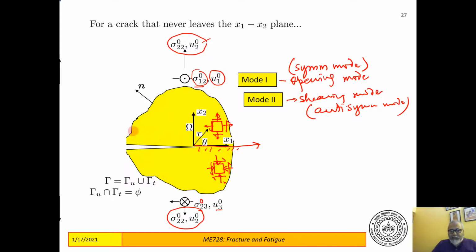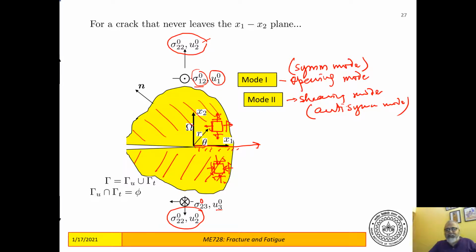So this part of the body above the crack is trying to come out towards you, whereas this part of the body below the crack is trying to go away from you. So you are trying to move this crack in this direction by pulling the upper part and pushing the lower part. You could do the reverse. You can do the reverse also, and still you would be in mode 3.